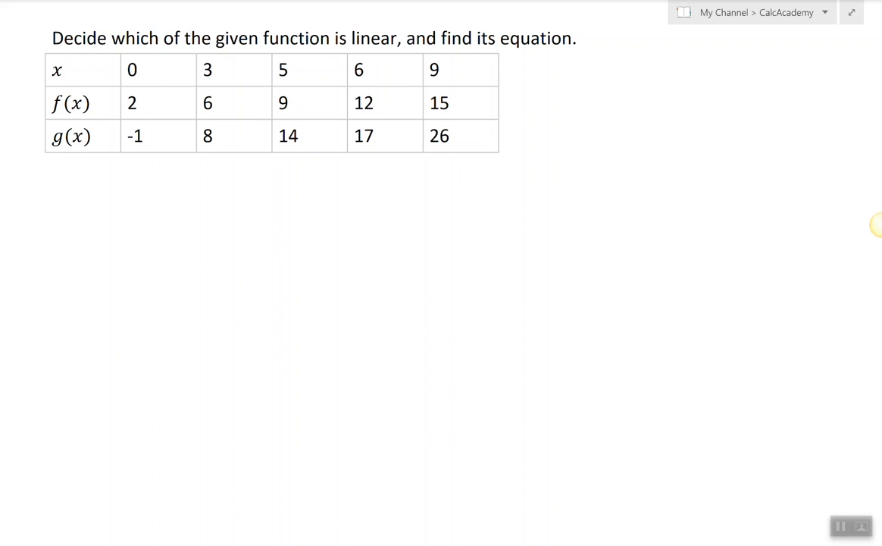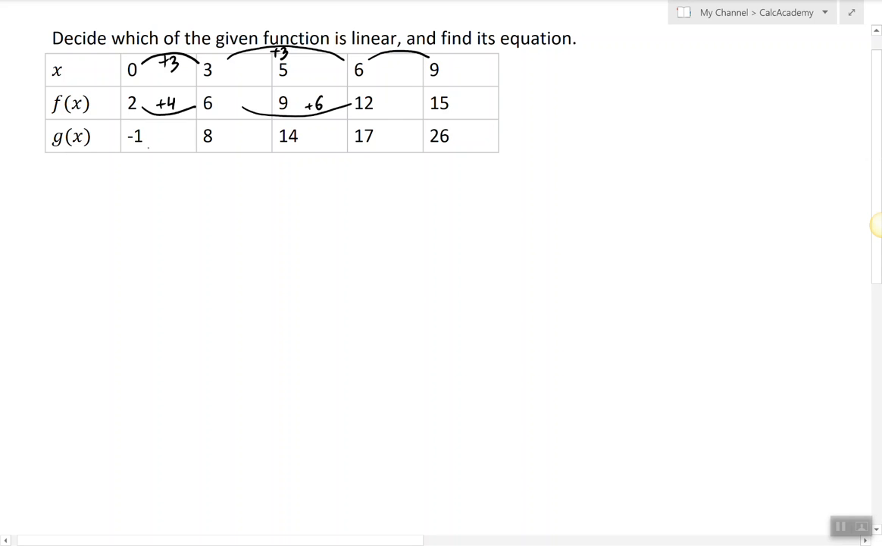So notice here that the inputs are 0, 3, 5, 6, 9, and we see that from 0 to 3 the input changes by 3, from 3 to 6 the input changes by 3, from 6 to 9 the input changes by 3. So I'm just going to ignore the outputs of a function at 5, and what do we see here? From 2 to 6, as x changes by 3, y changes by 4. From 3 to 6, as x changes by 3, y changes by 6. And since 6 and 4 do not match, we cannot say that this function is linear.